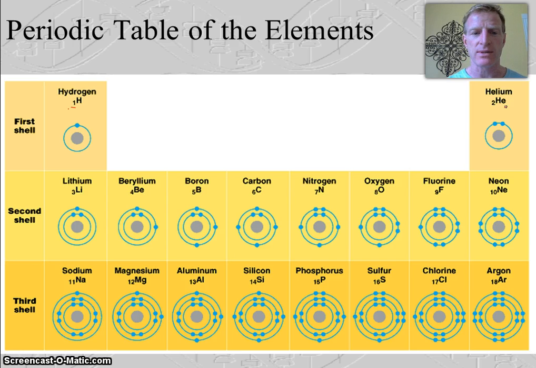So as we go down, we see lithium has 3 protons, 3 electrons. As we get bigger, we fill up protons, neutrons, and then the electrons outside. But again, I want to point out that these over here on the far right, the noble gases, are noble or stable because they have full outer shells. They are happy atoms.